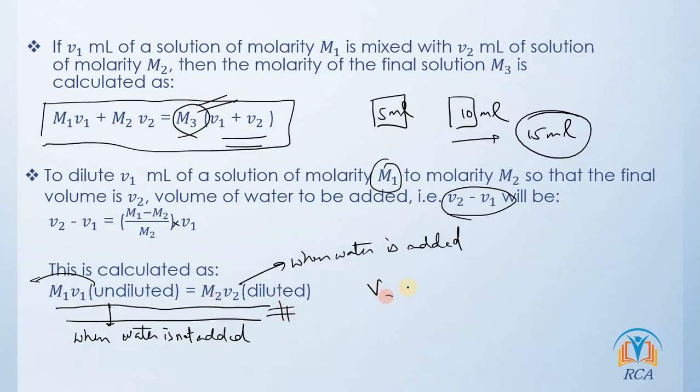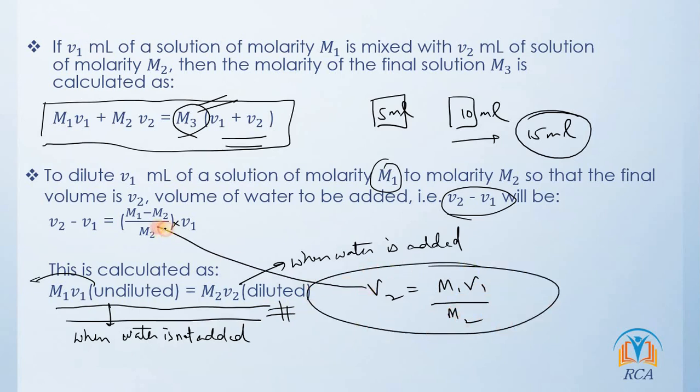So from here we can calculate V2. What's going to be V2? V2 will be M1 V1 upon M2, and we can put this value of V2 in this particular relation. Now we can put it here to find out the difference of V2 minus V1. We understand this particular logic.